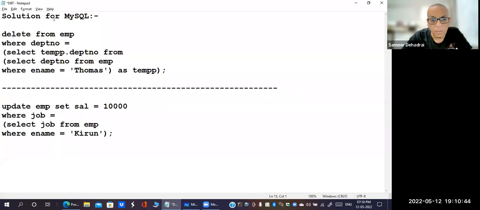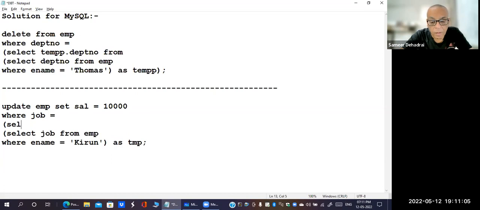I'm selecting job from EMP. On that basis, I'm trying to update EMP. Solution for MySQL. You don't select from EMP, you select from temp. If you select from temp, on that basis, you can update EMP. To ensure that there's no ambiguity, I'll select temp.job. This is your solution for MySQL.